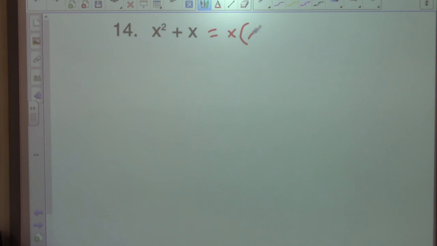X. And we have plus, so that's going to go right here. So what times x is x? No. What times x is x? 1. It's 1. So this is our answer right here. Okay?